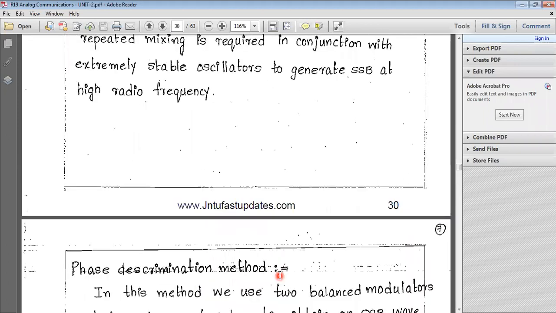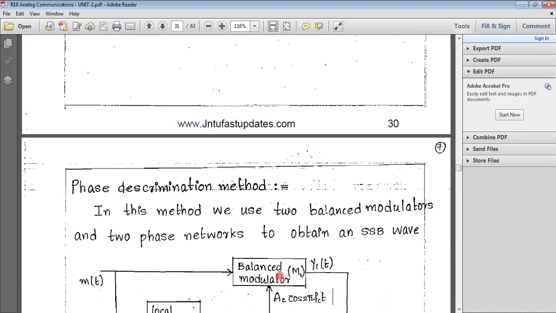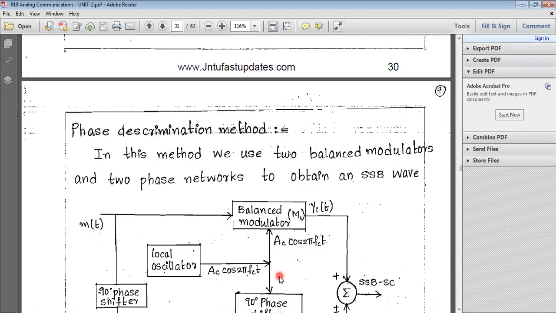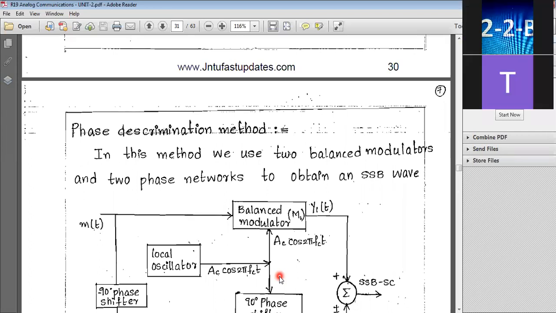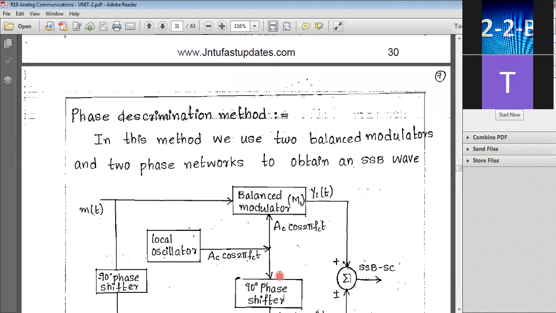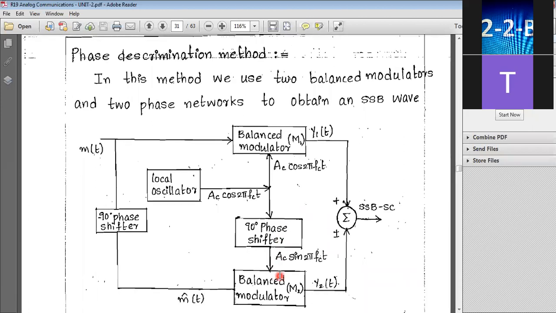Now put a second side heading, that is phase discrimination method. What are these circuits? These circuits are SSB modulators. That is, to generate an SSB modulated wave, we use these techniques. Second method, put a side heading, phase discrimination method. Draw the block diagram.